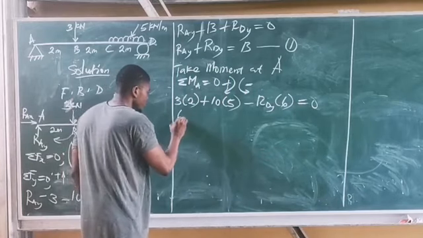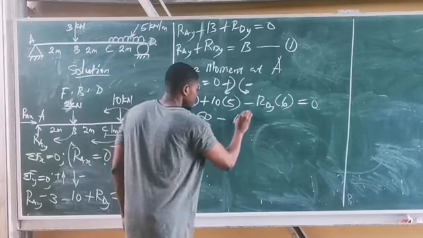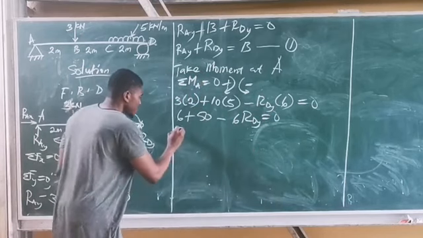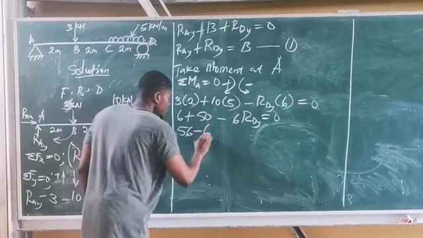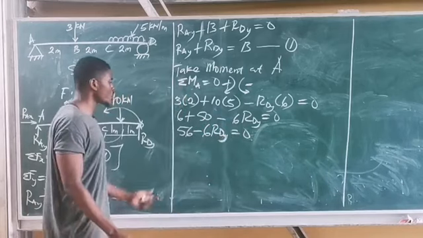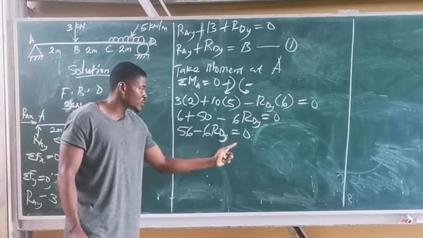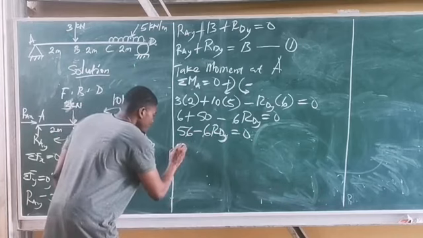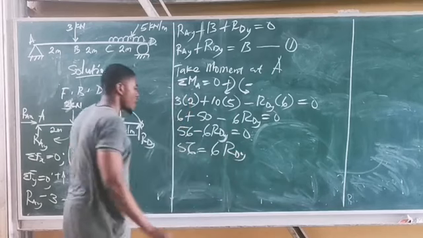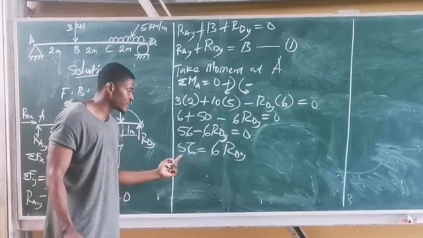Okay, 3 by 2 is 6, plus 10 by 5 is 50, minus 6 RDY, and this is equal to 0. Of course, this is 56 minus 6 RDY equal to 0. So we send minus 6 RDY to this side of the equation. Minus plus and equal to sign becomes positive. So we have 56 is equal to 6 RDY. Okay, in order to find RDY, we divide both sides by 6.